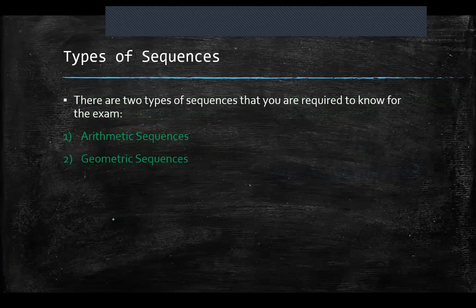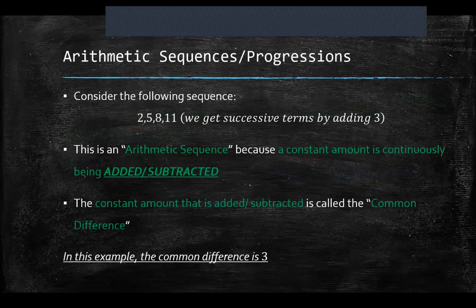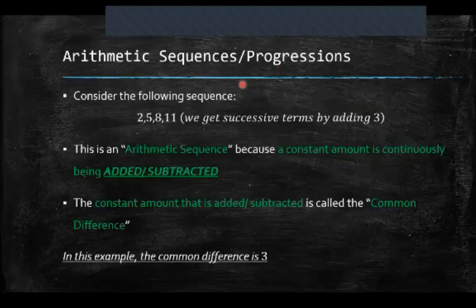Types of sequences. So for your exam, you're required to know these two types: arithmetic sequences and geometric sequences. So we need to know the difference and characteristics for each one of them. Arithmetic sequences are also known as arithmetic progressions. That's where you get the name AP. AP, arithmetic progression, and GP, geometric progression.